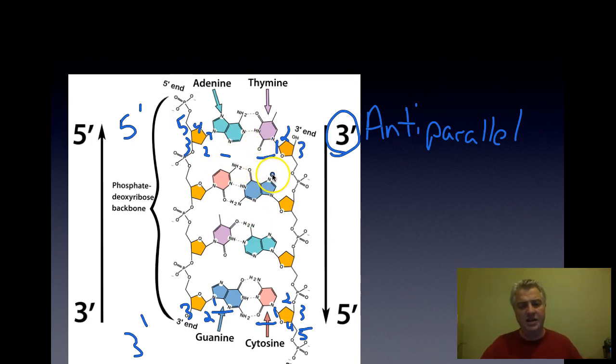That's enough on DNA that we want to talk about on your nucleic acids. So that wraps up the macromolecules. Hopefully this was some help for you.